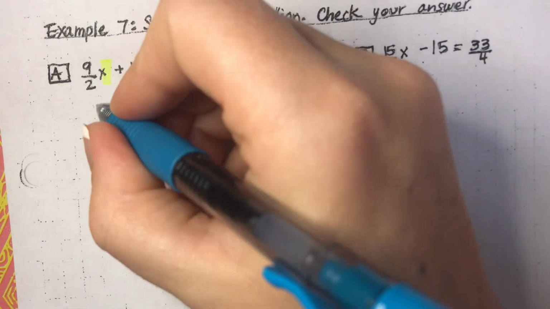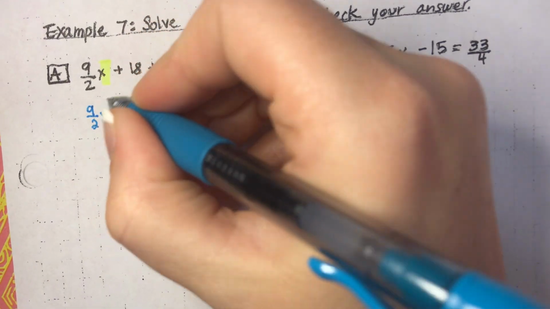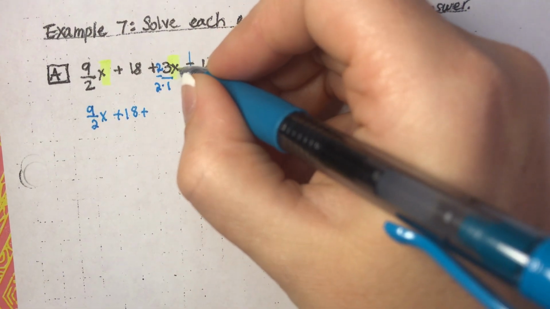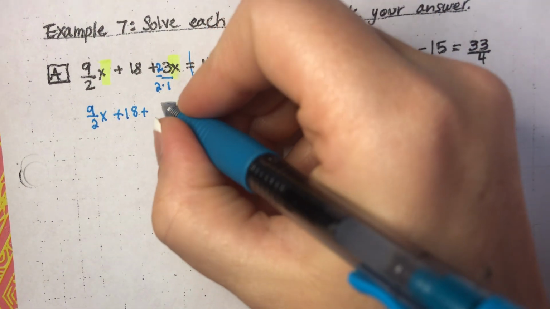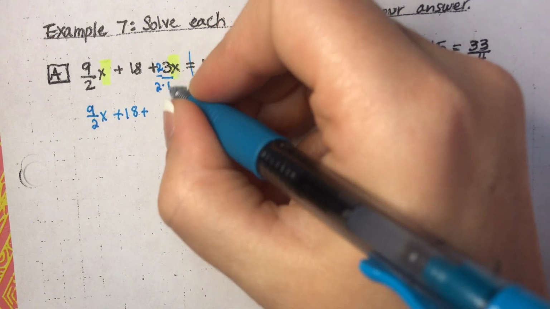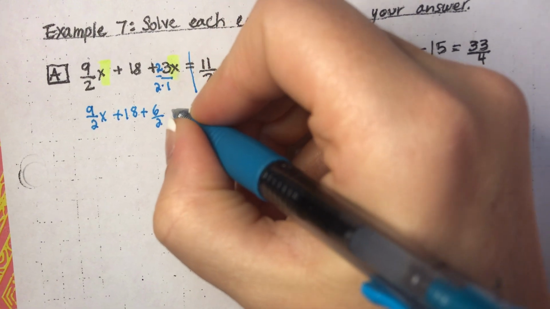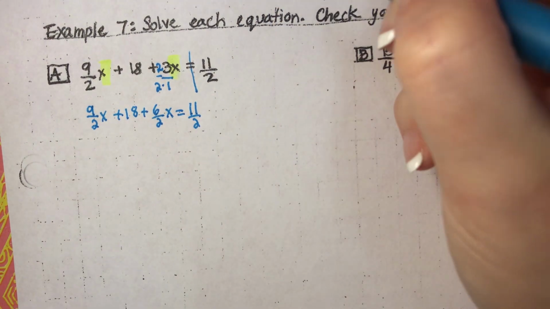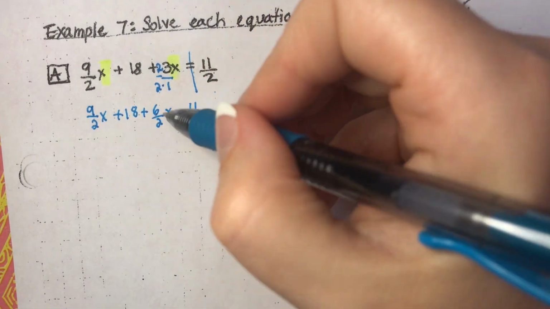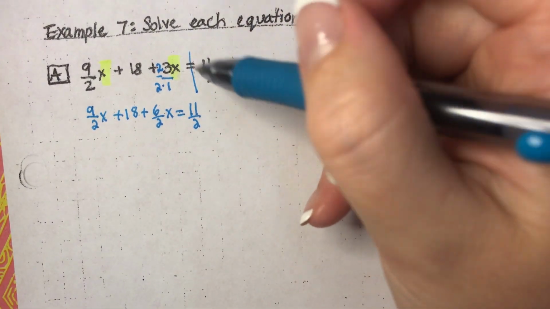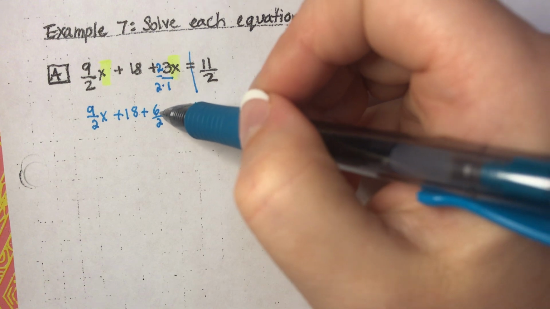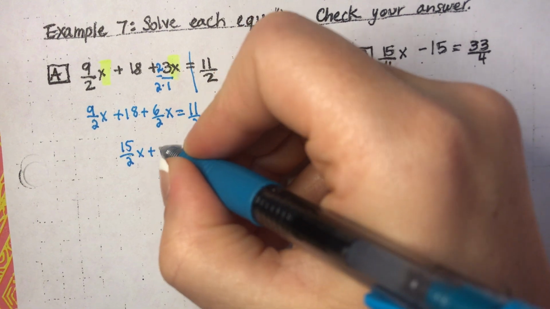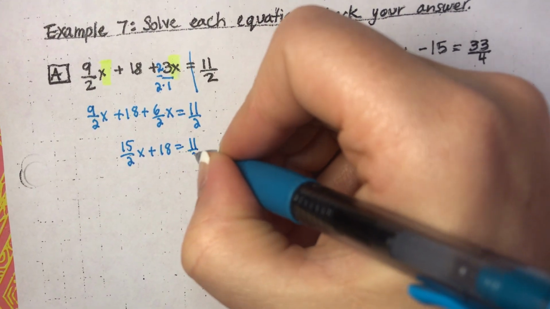Then we're just going to rewrite here. So 9 over 2 x plus 18 plus 2 times 3x would be 6 over 2 x equals 11 over 2. Perfect. Now we have a common denominator, so we can just add the numbers on top. We get 9 plus 6, which is 15, over 2 x plus 18 equals 11 over 2.